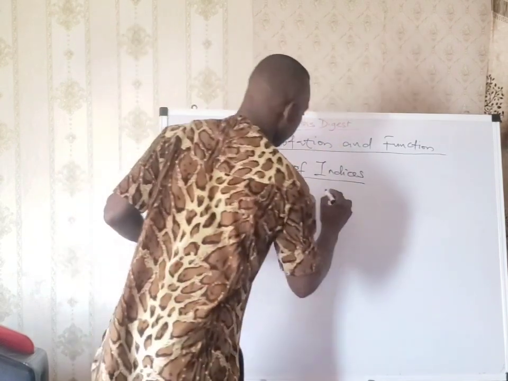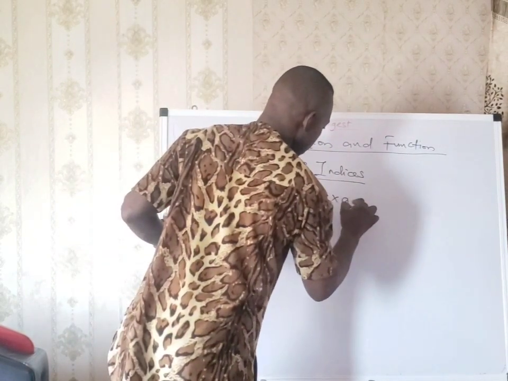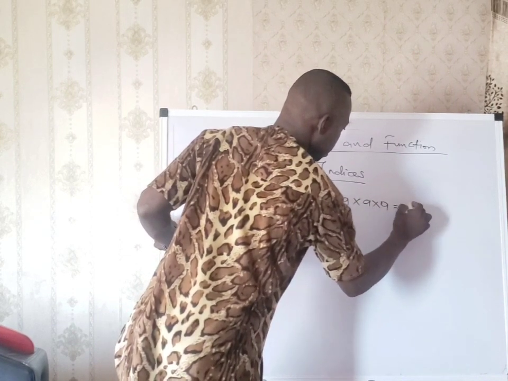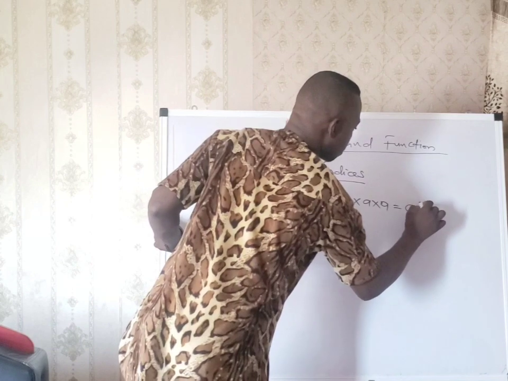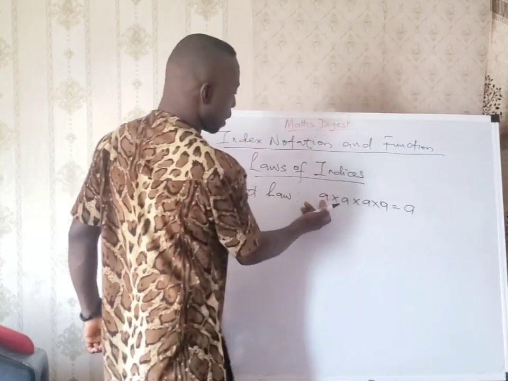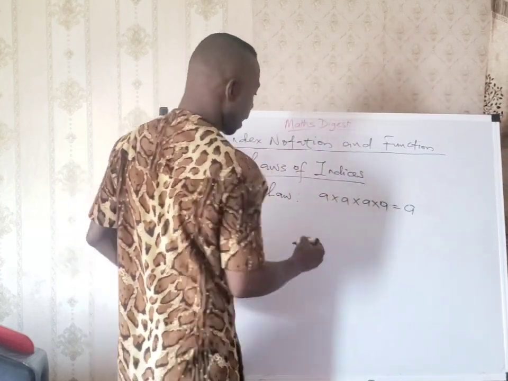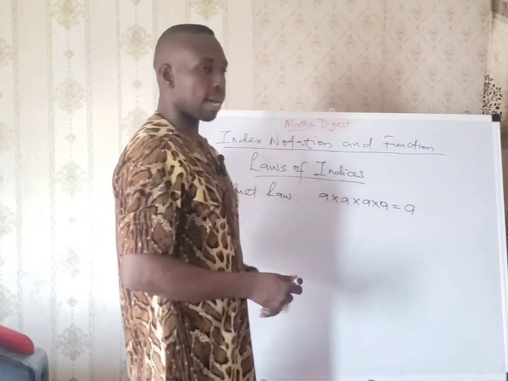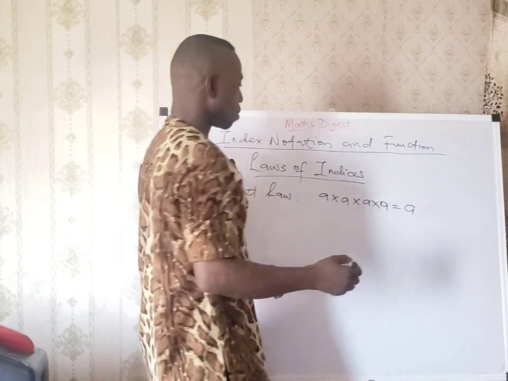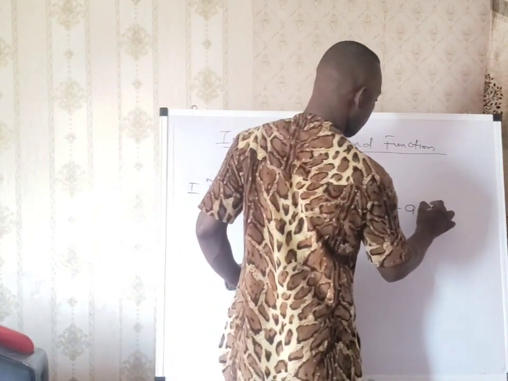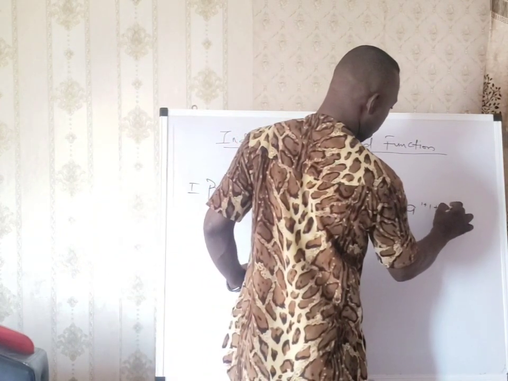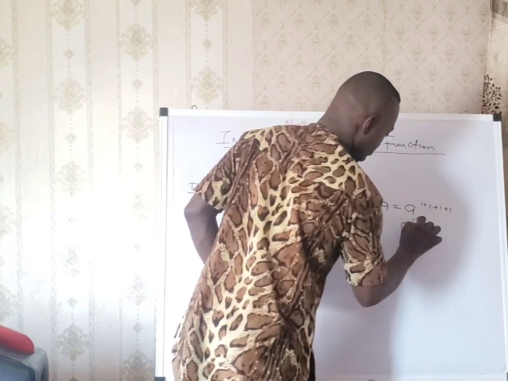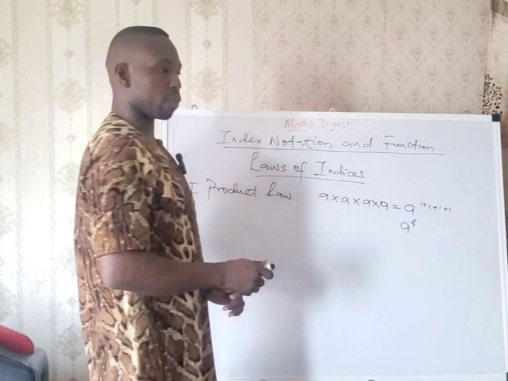For instance, if you have A times A times A times A, each has 1 as its index. So what you do is say 1 plus 1 plus 1 plus 1, and this will give you a total of A raised to power 4.